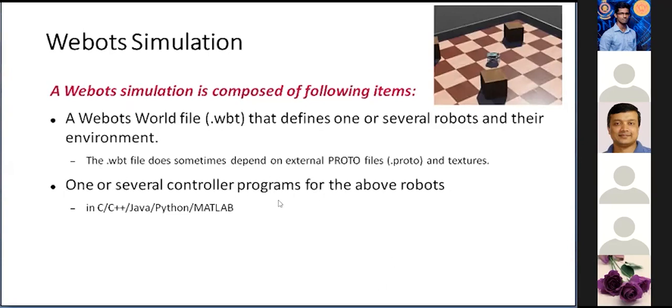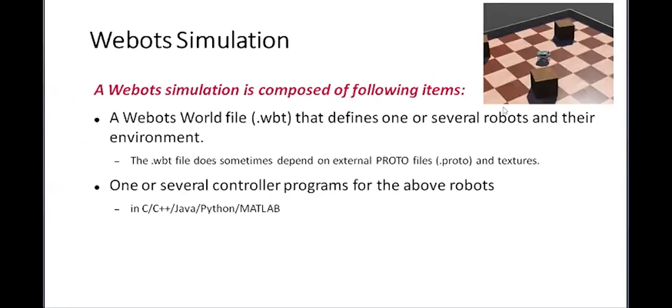As I mentioned, one or several control programs are needed. You need the world file, which consists of nodes representing the gravity, the physics, and the viewpoint. All this comprises the WBT file, and then the models of the robots as well. Then you need a controller, which can be written in different languages. And then you need to link the robots available in the world file to the controller.